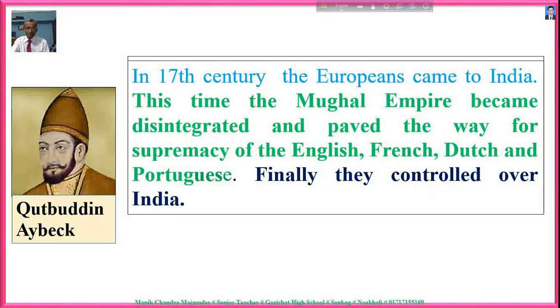In the 17th century, Europeans came to India. At this time the Mughal Empire disintegrated, paving the way for supremacy of the English, French, Dutch and the Portuguese. Finally, they gained control over India.